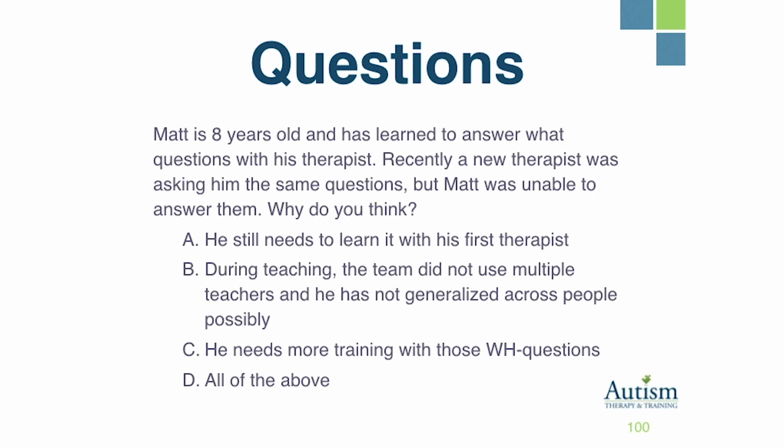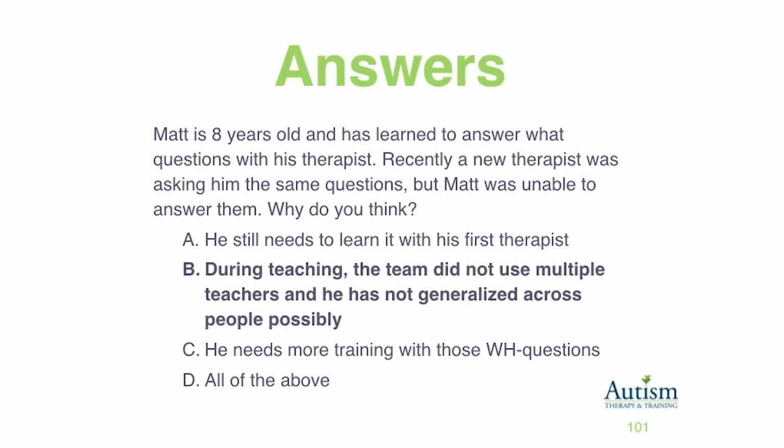Matt is 8 years old and has learned to answer what questions with his therapist. Recently, a new therapist was asking him the same questions, but Matt was unable to answer them. Why do you think? A. He still needs to learn it with his first therapist. B. During teaching, the team did not use multiple teachers and he has not generalized across people, possibly. C. He needs more training with those WH questions. Or D. All of the above. And the correct response is B. During teaching, the team did not use multiple teachers and he has not generalized across people.